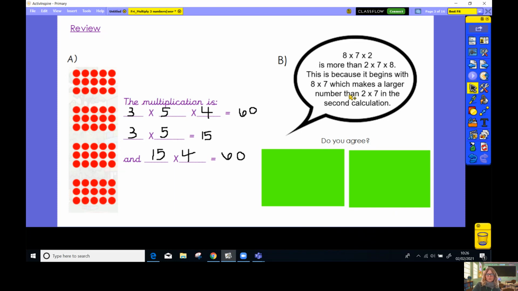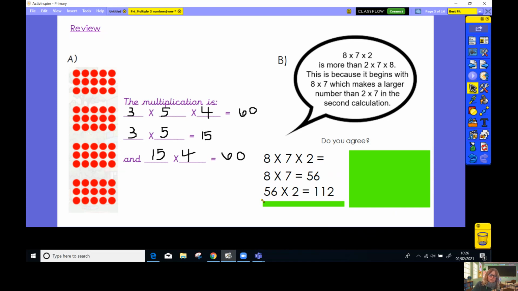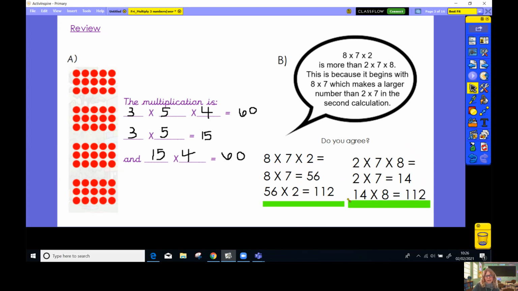Okay, now let's have a look at this statement here. Do we think this is correct? Do we agree? Well, let's have a look. If I first of all do this calculation, 8 times 7 times 2. Well, first of all, I started with this calculation, 8 times 7, which I know is 56. And then I'm going to multiply 56 by 2, and I'm going to make 112. Would it work the other way around if I just swap those numbers around? Let's have a look. 2 times 7 times 8. Well, if I start off with this, 2 times 7, which is 14, and then 14 times 8 would be 112. So the answer is exactly the same. It doesn't matter which order I put my factors in. The product is always going to be the same, no matter if I start with my largest number or my smallest number.